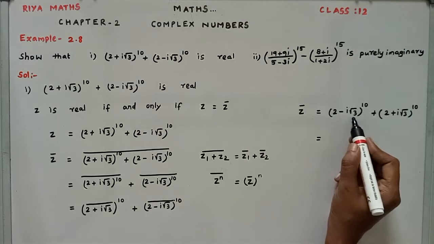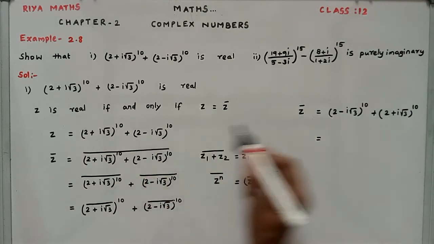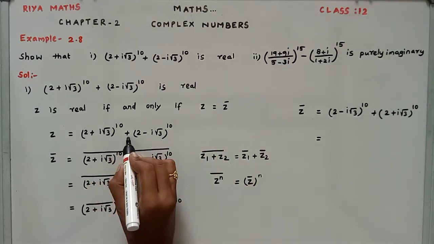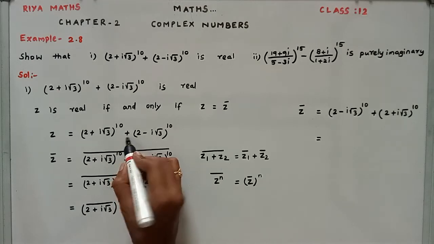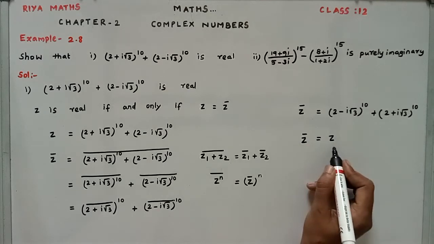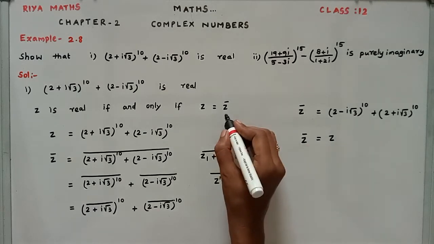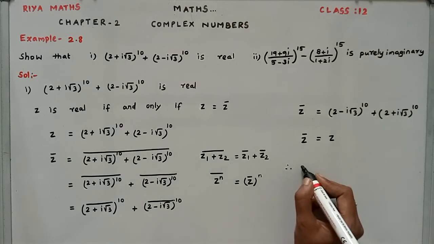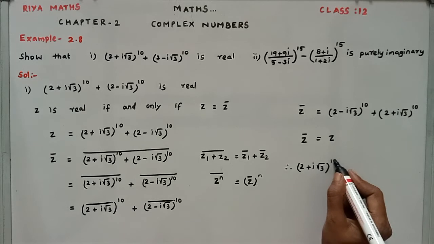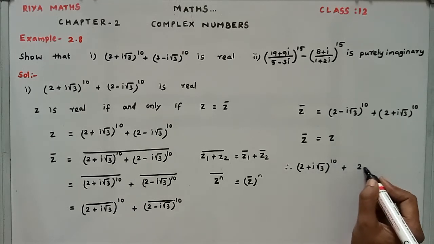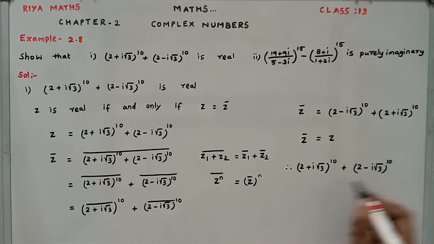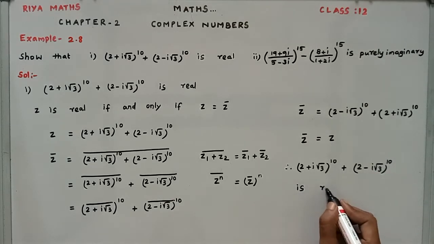(2 − i√3)^10 is in the second term, and (2 + i√3)^10 is in the first term. Nothing else, it is this addition, which is equal to z. So we find z bar is equal to z. So as per our property, (2 + i√3)^10 + (2 − i√3)^10 is real.